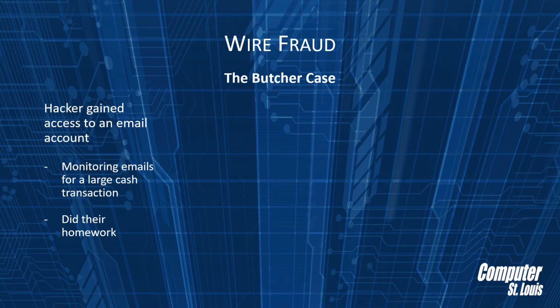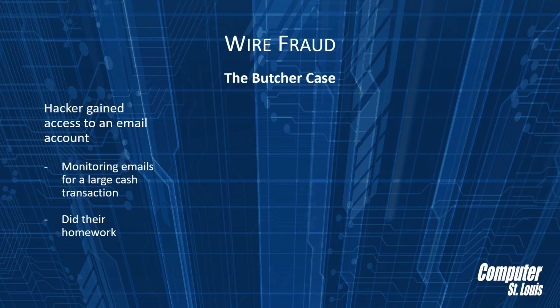The Butcher case happened in Denver several years ago, and it's a great case study in what can go wrong catastrophically. In this case, a hacker gained access to an email account, and that's all it took. They were in a real estate agent's email account, and instead of blowing it by sending out emails to all the agent's contacts, they sat very quietly and watched emails going back and forth. They did their homework, and they monitored, looking for a large cash transaction. And they found it in the Butchers.